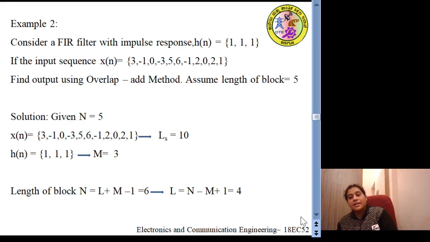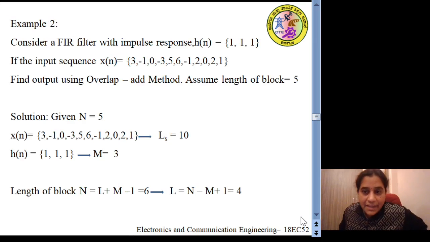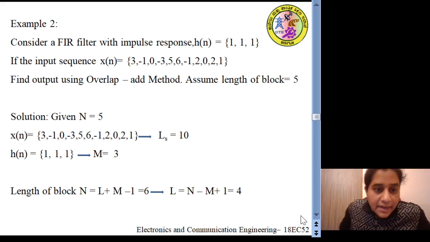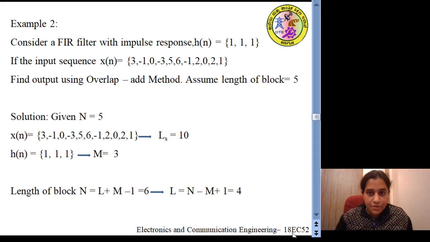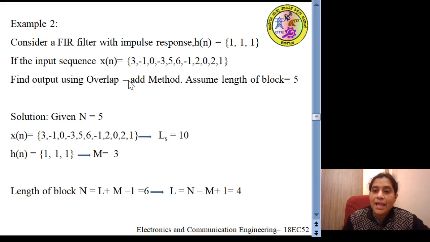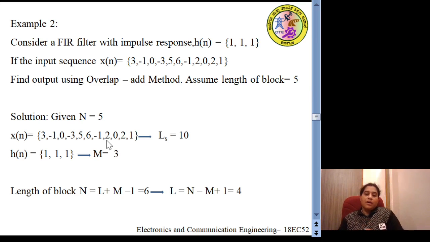Similarly, let us consider another example for better understandability. This makes us clear on the overlap and add concept. The problem statement is: consider an FIR filter with impulse response h of n equal to 1, 1, 1. The input sequence x of n is equal to 3, minus 1, 0, minus 3, 5, 6, minus 1, 2, 0, 2 and 1. Find the output using the overlap add method. Assume the length of block is equal to 6. So, let us solve this.